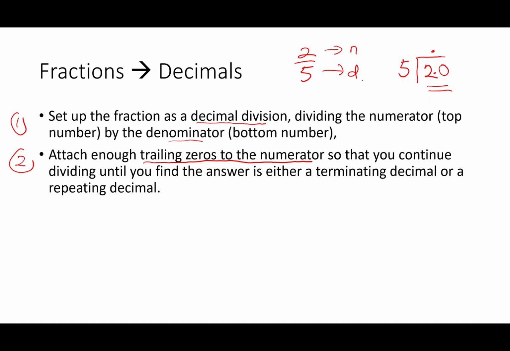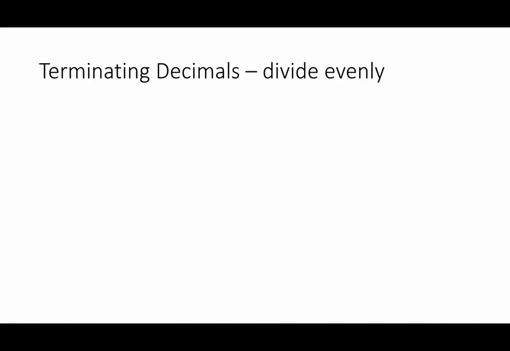Once you do that, you will continue dividing until you find the answer is either a terminating decimal or a repeating decimal. There are 2 cases to consider. So we will look at the cases one by one. So what do we mean by terminating decimals? That means the division will work out evenly.